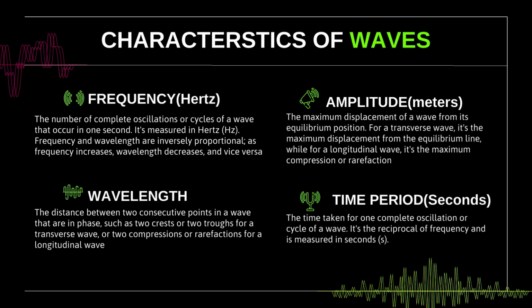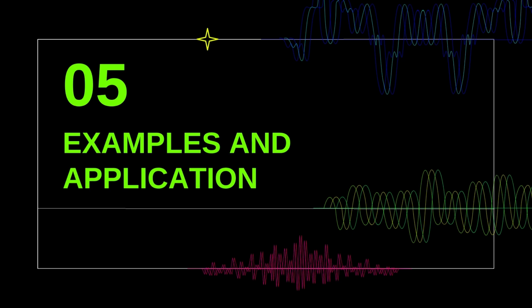Time period is the time taken for one complete oscillation or cycle of a wave. It's the reciprocal of frequency and is measured in seconds. Moving on to the final topic. Examples and real-life application of the different types of waves.